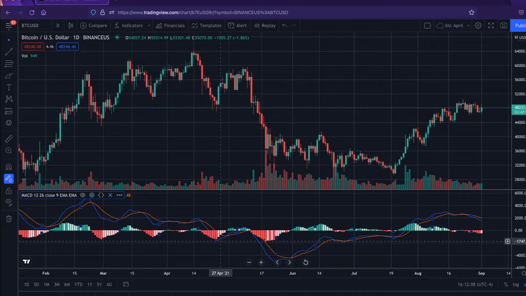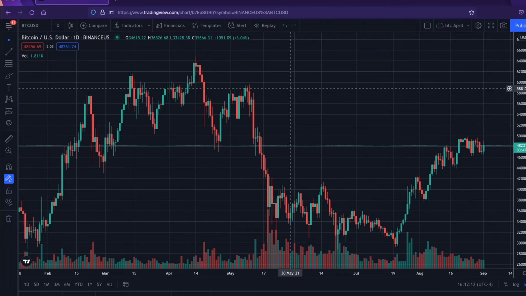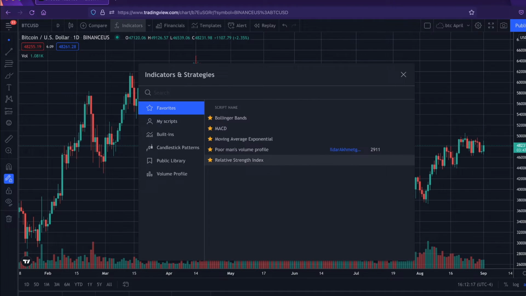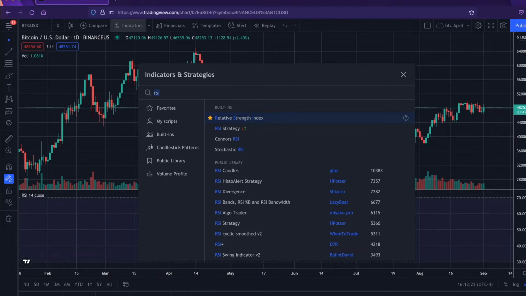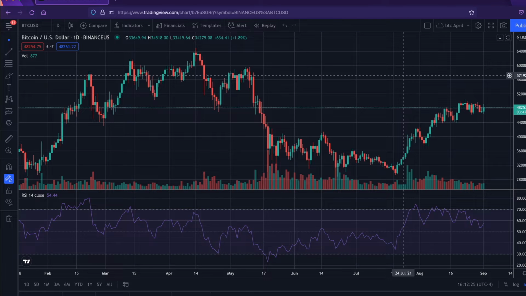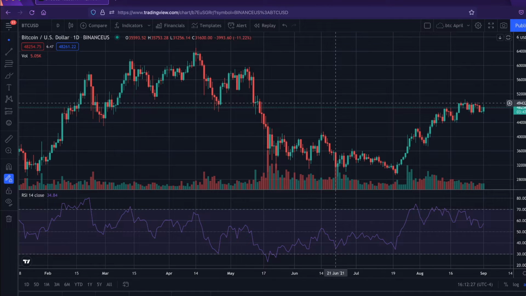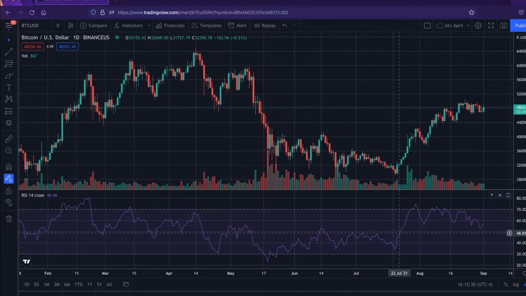Now the second thing we're going to look at, we're going to take the MACD off here. The second thing we're going to look at is another oscillator, and we're going to look at the RSI, Relative Strength Index. I believe you can just search RSI and Relative Strength Index will come up. So we will add that to our chart. Again, it's an oscillator. It's going to appear at the bottom of the chart. Now what we have here is this purple area.